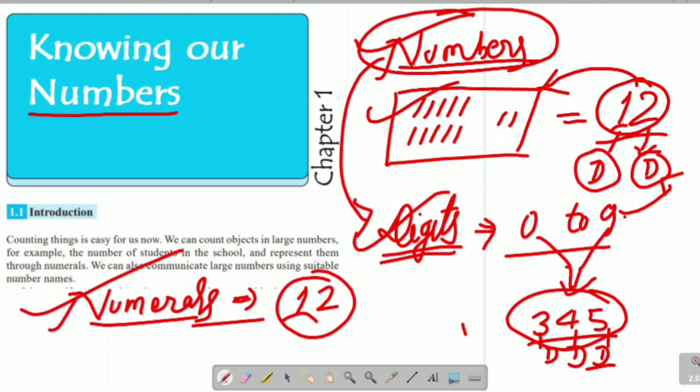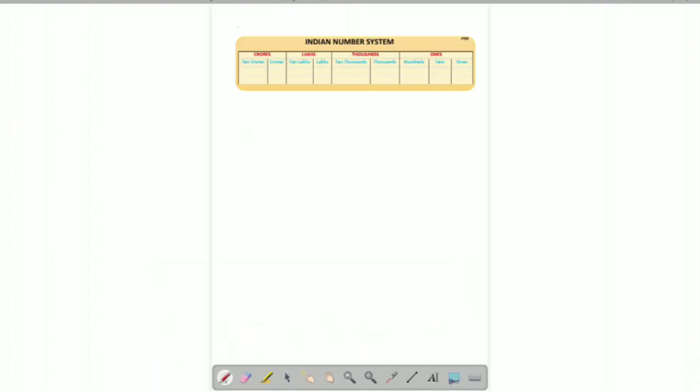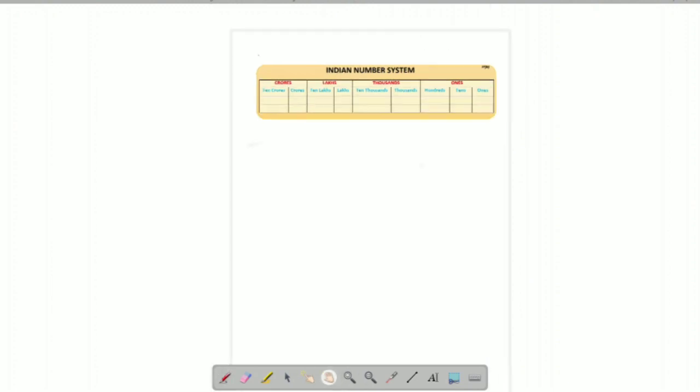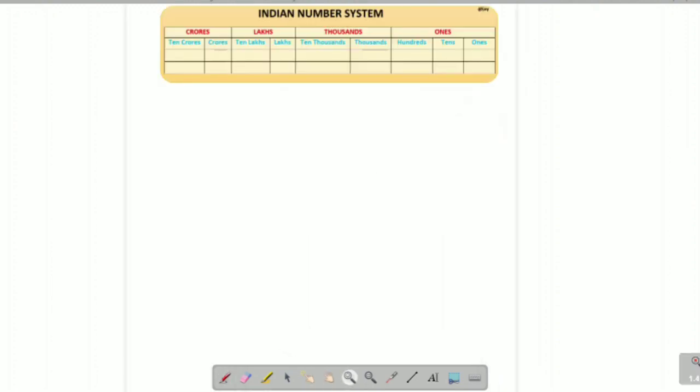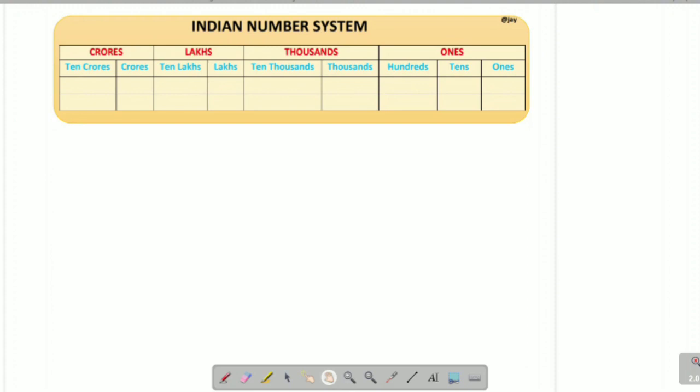And now come to the next: number system. In this lesson we will study only two number systems. Generally there are two number systems, the Indian number system and the international number system, or you can say Indian numeral system. In the place of number you can say numeral system. So let's understand this number system at first.